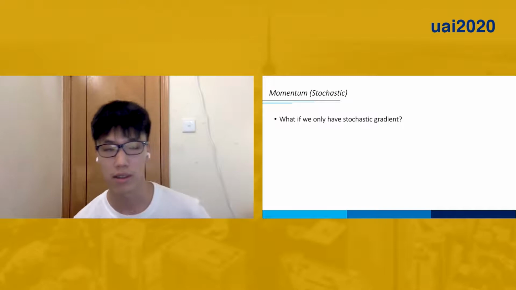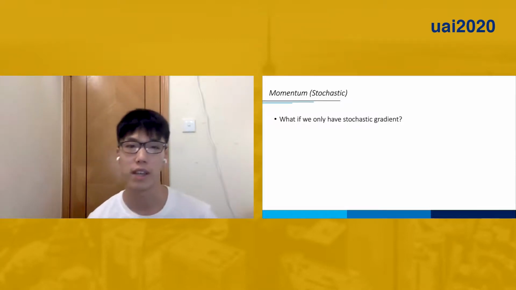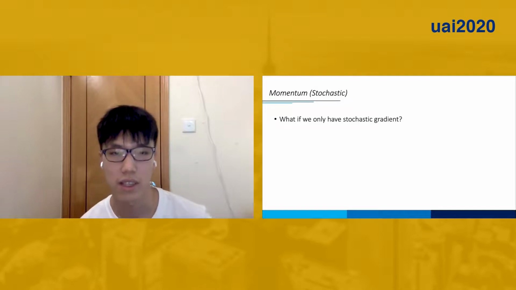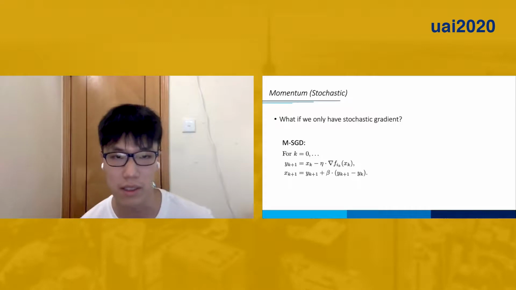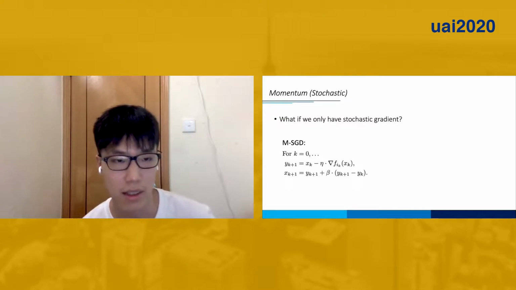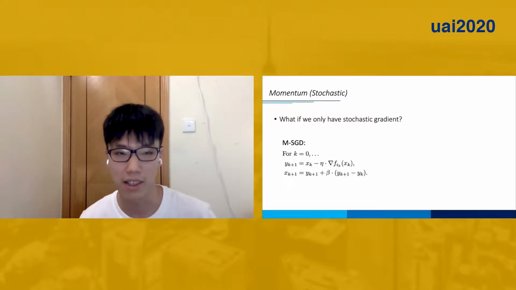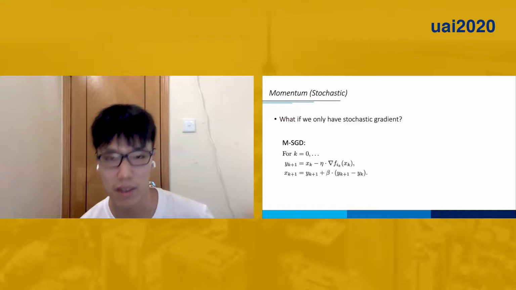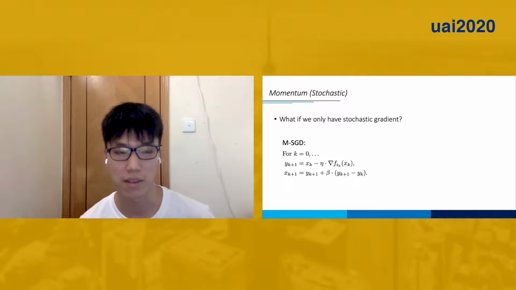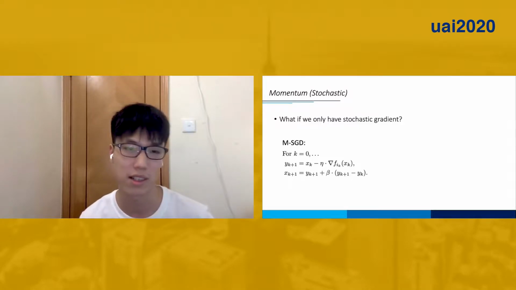The important question is, what if we only have a stochastic gradient? A direct thought is that we can simply replace the deterministic gradient in the previous scheme with a stochastic gradient, which results in a widely used scheme in the deep learning community, implemented in PyTorch and TensorFlow and used extensively in tasks such as image classification.